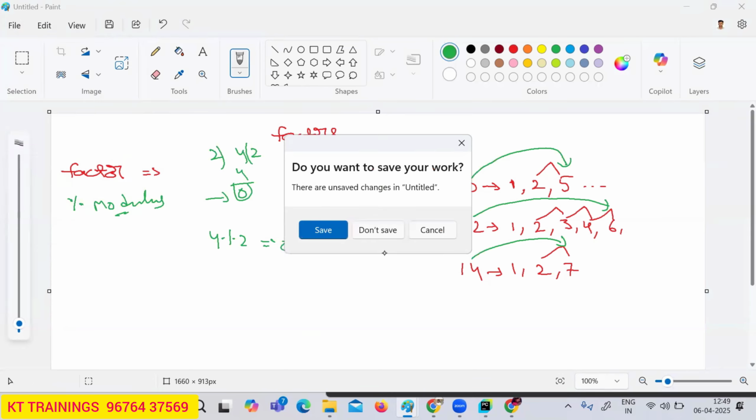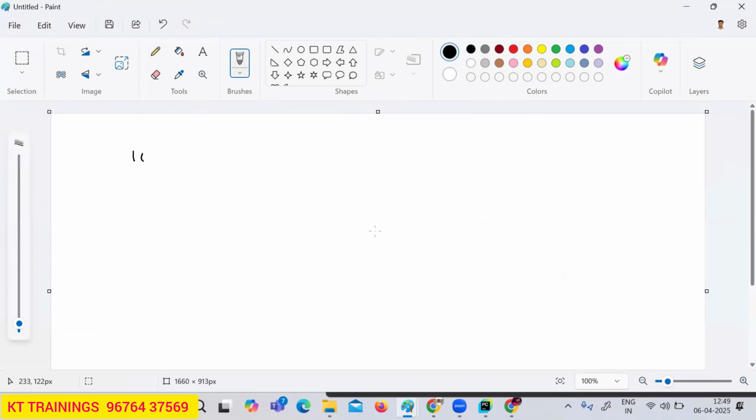Observe carefully. For 10, what are the factors? 2 comma 5 only. We need to check from 1 to 5: 1, 2, 3, 4, 5. 10 modulus 1, 10 modulus 2, 10 modulus 3. No need to check 6, 7, 8, 9 because perfect divisibility exists only up to half of the number.